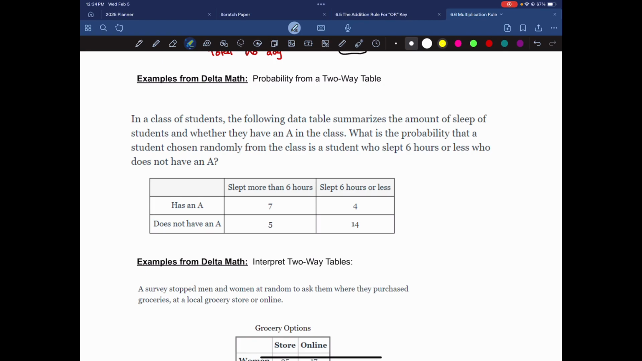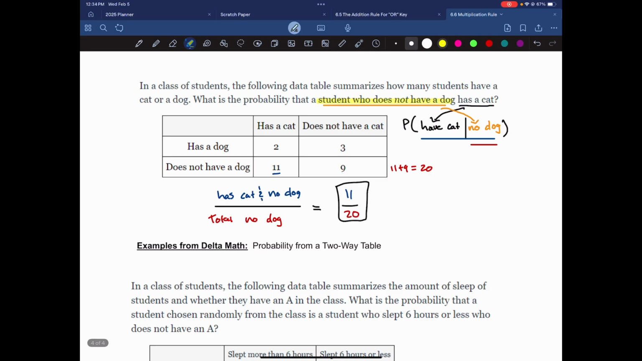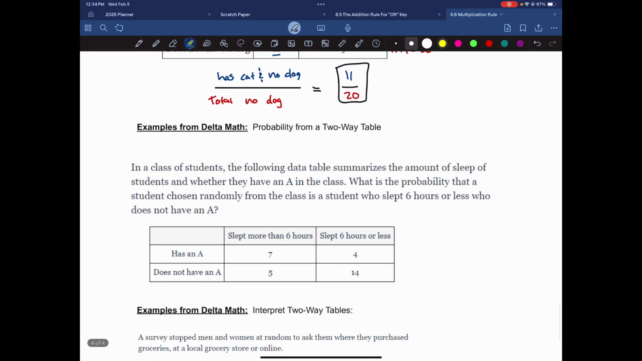But I'm looking for what's my total here. Last time my total was just the students who do not have dogs, okay? This time my total is from the class, okay? So now the entire class is going to be my total. So what I'm going to do is I'm going to take 7 plus 4 plus 5 plus 14, and that's going to give me 30. Now 30 is going to be my denominator here, okay? That's because it says I'm taking it from the class, not from a specific subset of students, okay?